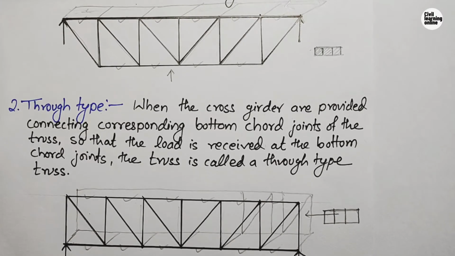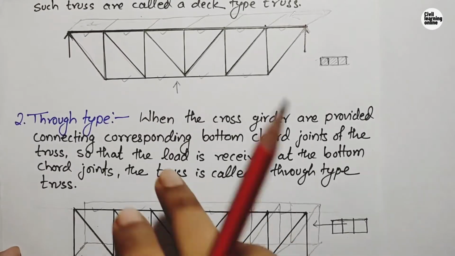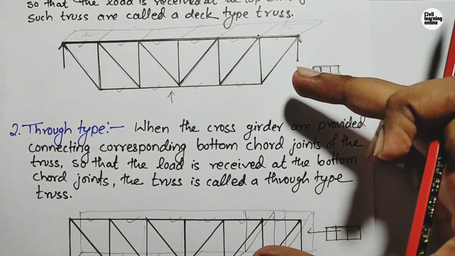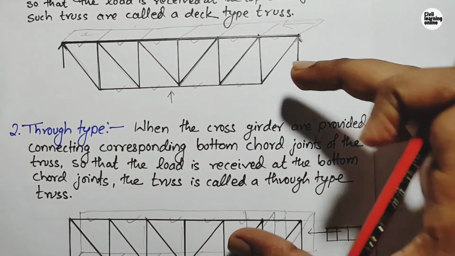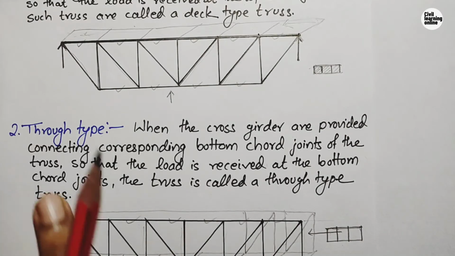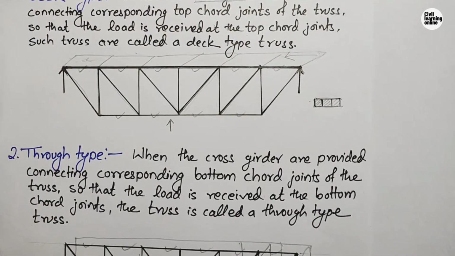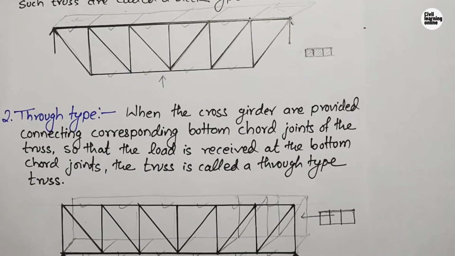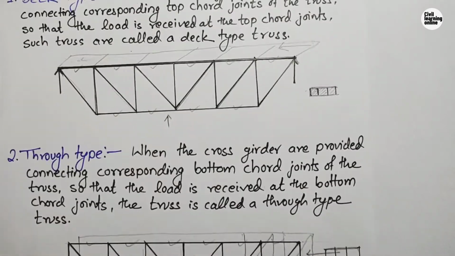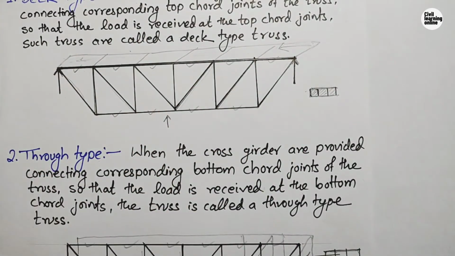Now without any further delay, let me select a question based upon the through type, and I will solve one question from both types of trusses, so no need to worry. First let us move toward the through type truss, and then I will discuss the deck type truss, and I will show you how to draw the influence line diagram for each and every member: top chord member, bottom chord member, vertical member, and diagonal member.